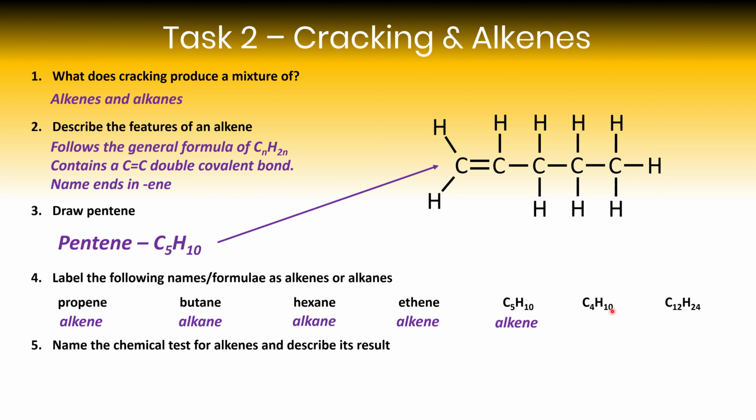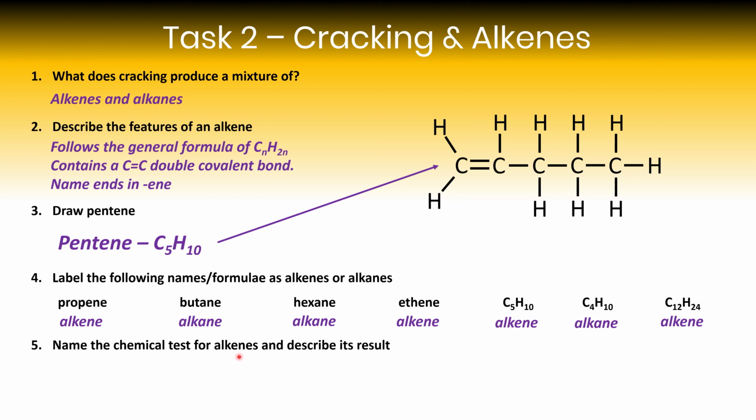C4H10, well 10 is double 4 plus 2, so that follows the general formula of CnH2n+2, so we're looking at an alkane here. Finally, C12H24, well 24 is double 12, so that's CnH2n, the general formula of an alkene.